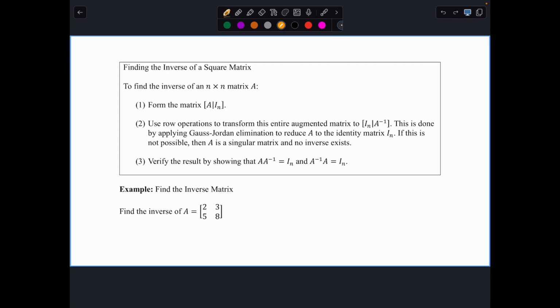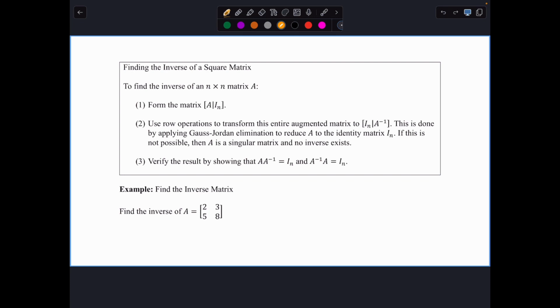So we're going to go through using the method that we just used to find an inverse matrix if it exists. So we're going to make the augmented matrix where it's the coefficients of the matrix A on the left, the identity matrix on the right-hand side that has the same order as matrix A, and then we use Gauss-Jordan elimination to get the identity matrix on the left-hand side and the inverse on the right-hand side.